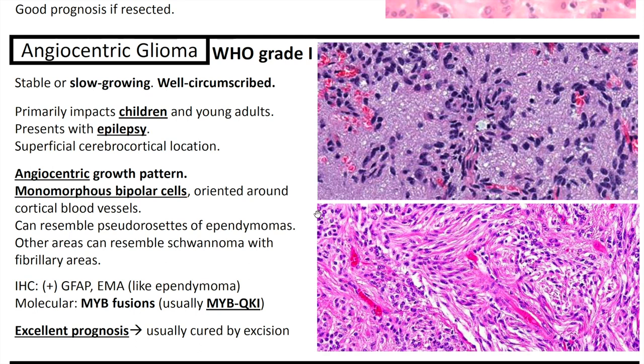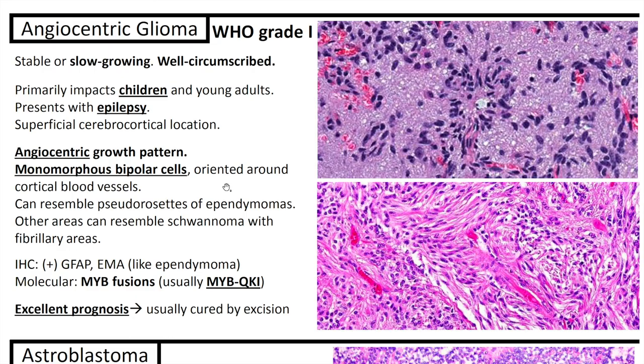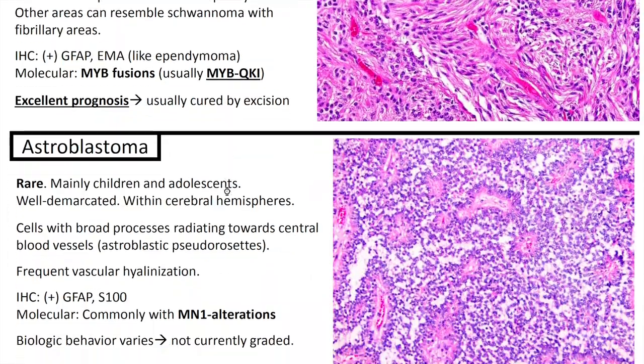And then on IHC, it's going to be positive for GFAP and EMA, like an ependymoma. And then molecular is going to have a MYB fusion, usually MYB-QKI. And angiocentric gliomas have an excellent prognosis and are usually curable with excision.